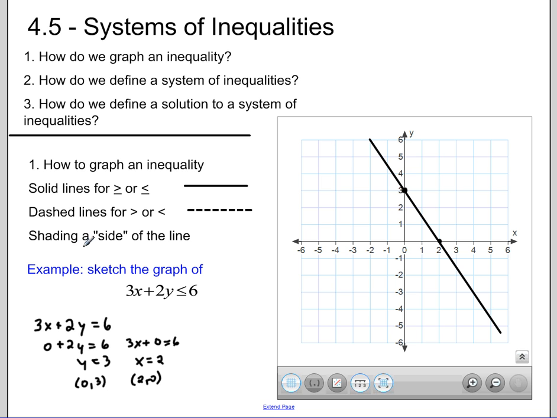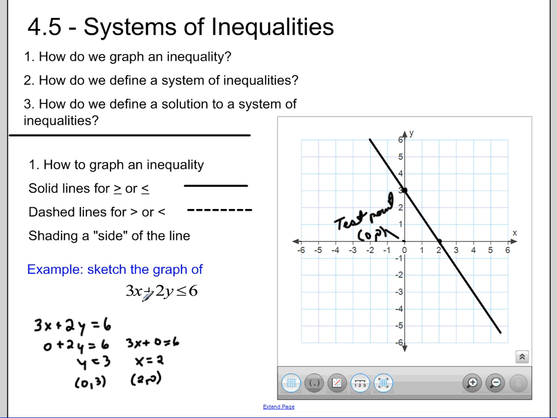The next piece is that we shade a side of the line, one side or the other, by choosing a value and seeing which coordinate pair makes it true. So let's choose what we're going to call a test point, a test coordinate. The easiest one, of course, is the origin, unless the origin is on the line itself. But we're going to use 0, 0 and see what happens.